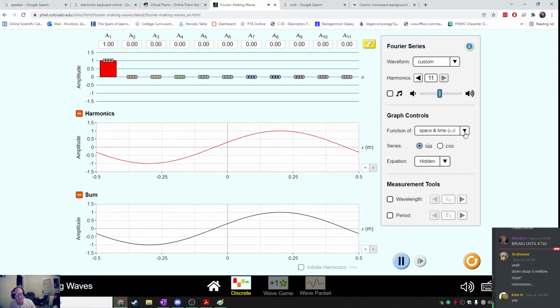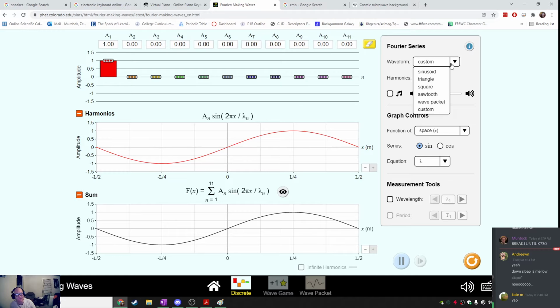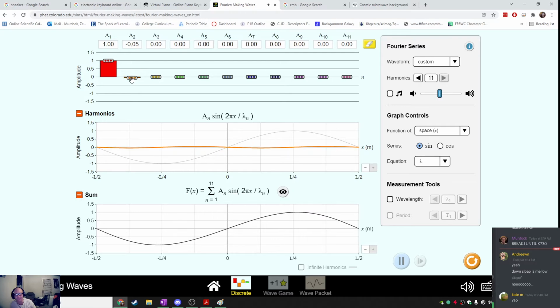Oh, we can make a move. That's kind of cool. Equation. This is not exactly the same thing, is it? It's not exactly the same thing. But well, we can kind of figure it out.